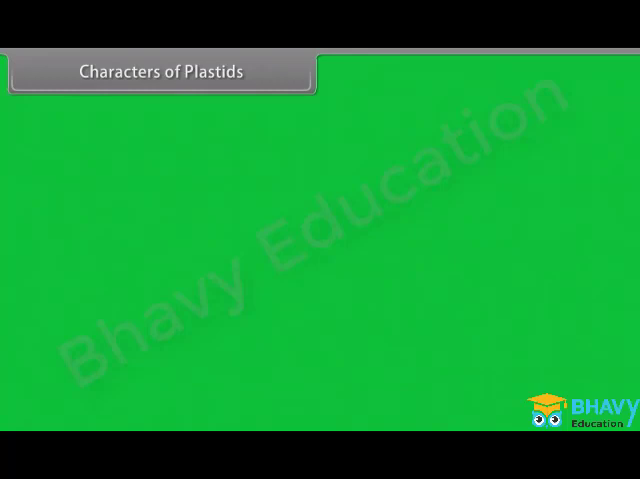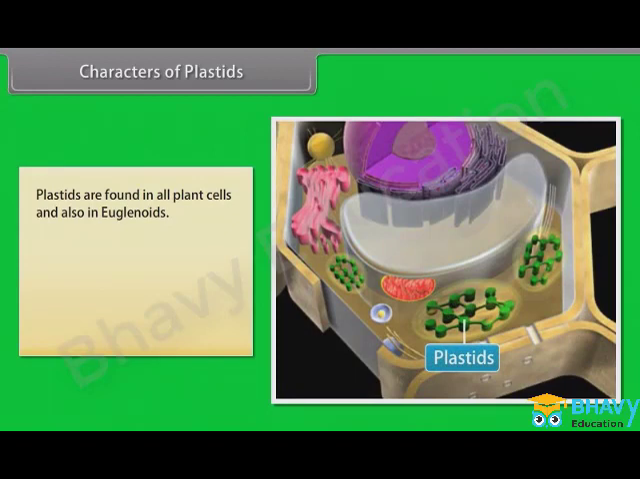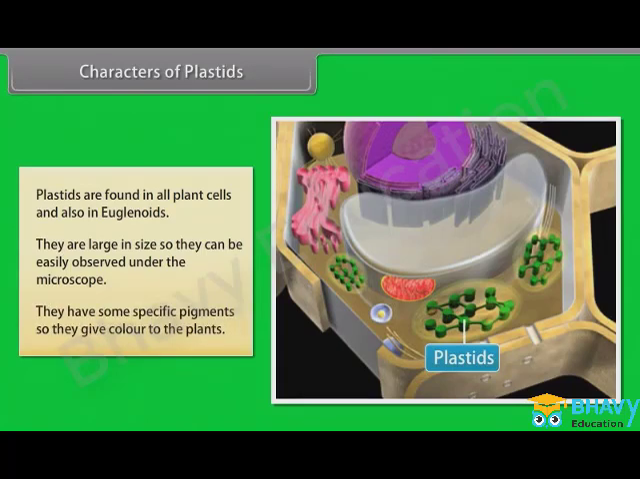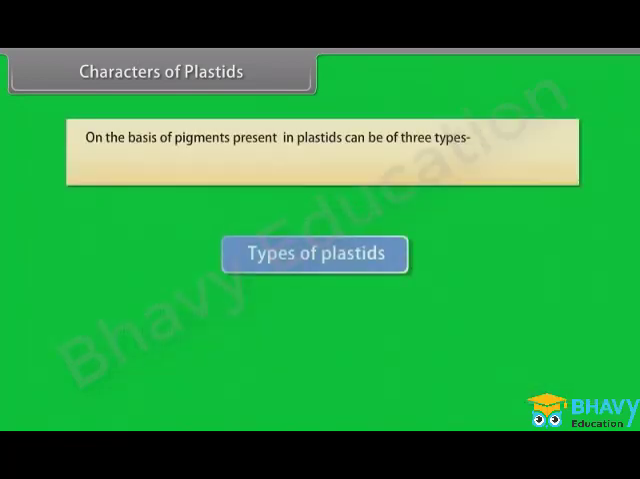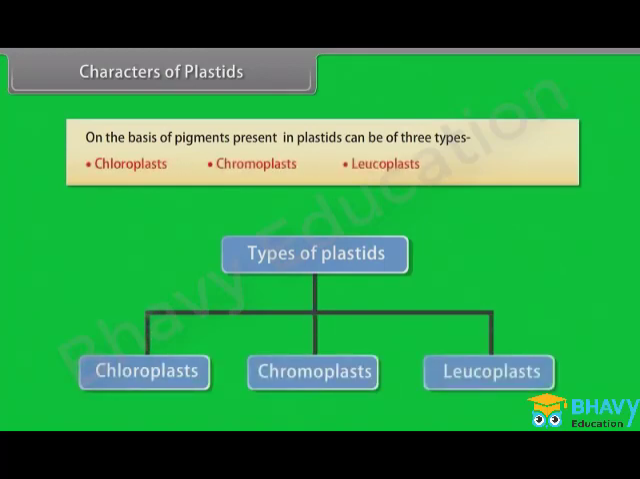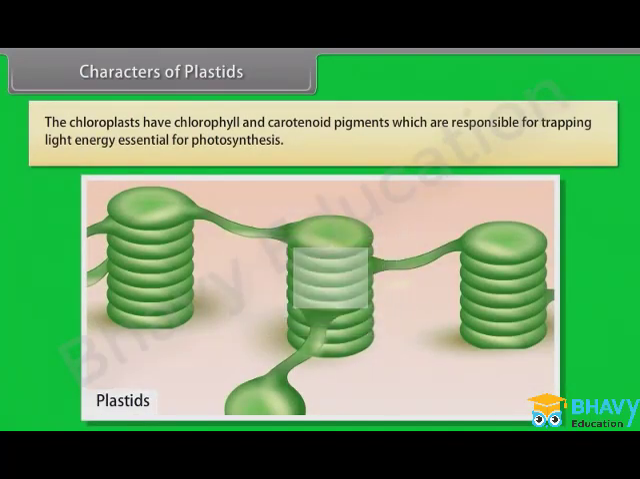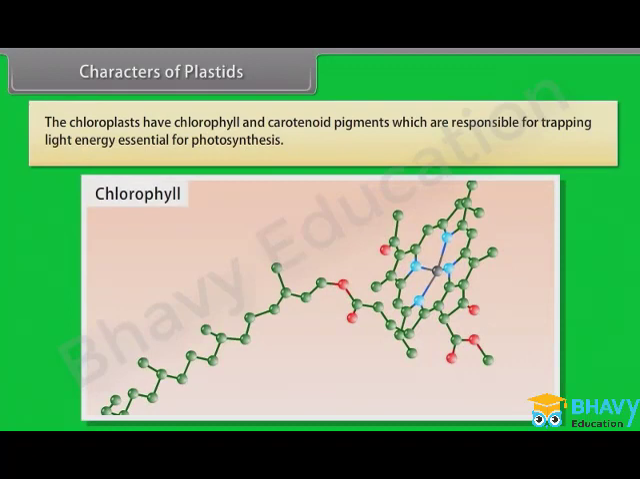Characters of plastids. Plastids are found in all plant cells and also in euglenoids. They are large in size, so they can be easily observed under the microscope. They have some specific pigments, so they give color to the plants. On the basis of the pigments present, they can be of three types: chloroplasts, chromoplasts, and leucoplasts. The chloroplasts have chlorophyll and carotenoid pigments, which are responsible for trapping light energy essential for photosynthesis.